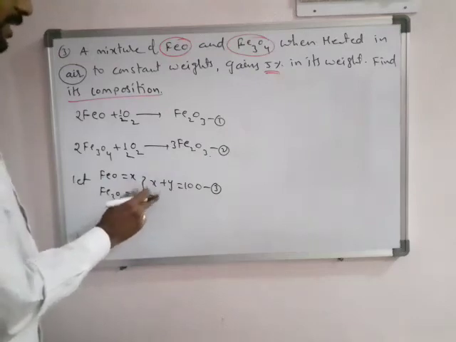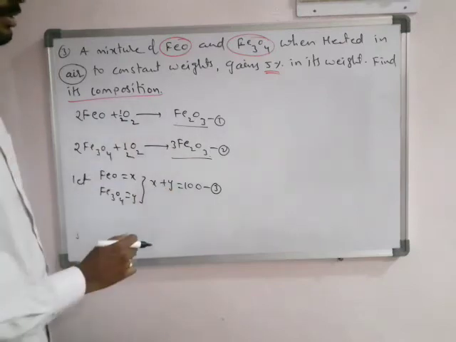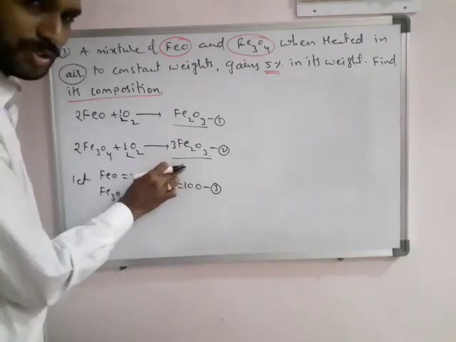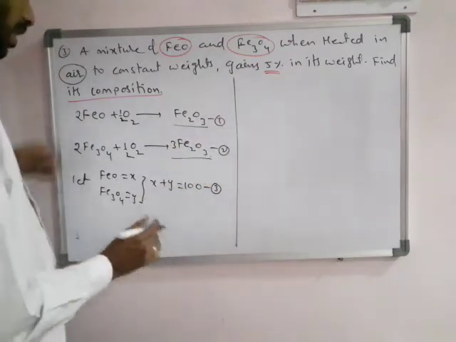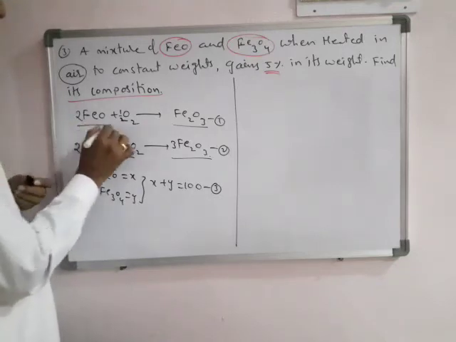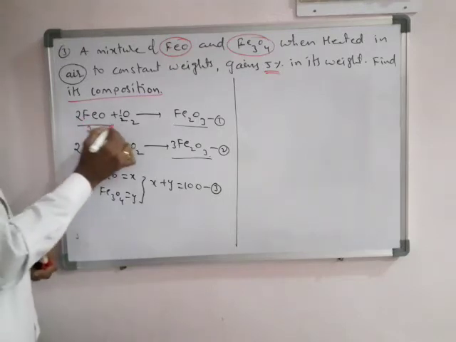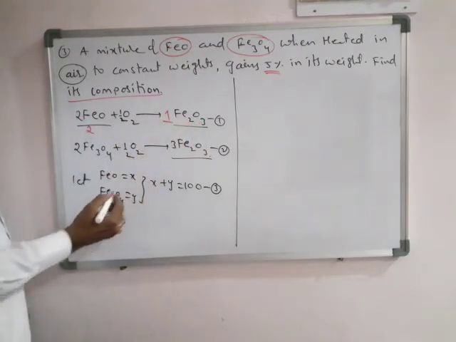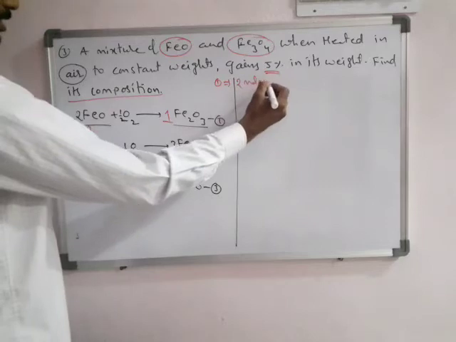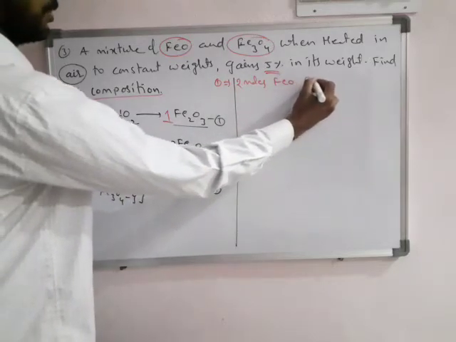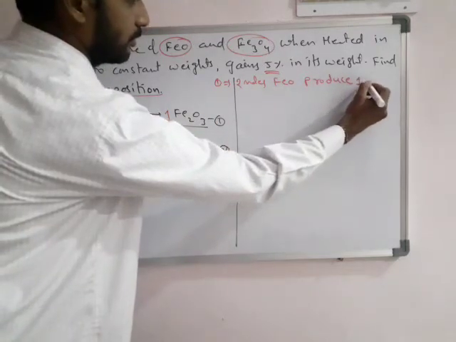So now we calculate the weights of these compounds, because due to the formation of these compounds only there is an increase in the weight. According to this equation, first follow this equation. Here 2 moles of FeO form 1 mole of Fe2O3. According to the first equation, we can write 2 moles of FeO produce how much Fe2O3? 1 mole of Fe2O3.